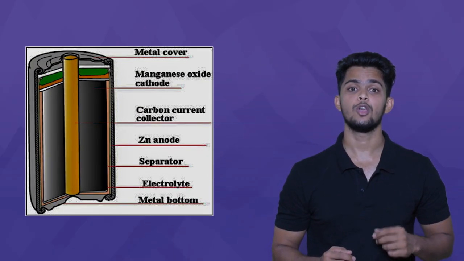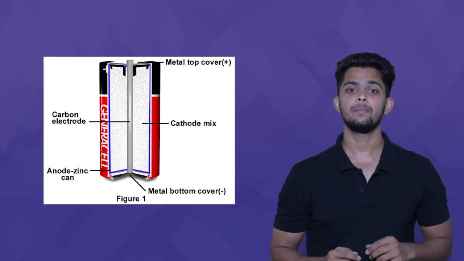Up until the 1970s, zinc anode-based batteries were the predominant primary batteries. Later, zinc carbon batteries were invented. The most significant development in battery technology took place during the 1970s to 1990s period. It was during this time that the famous zinc alkaline manganese dioxide batteries were developed and slowly replaced the older zinc carbon types.